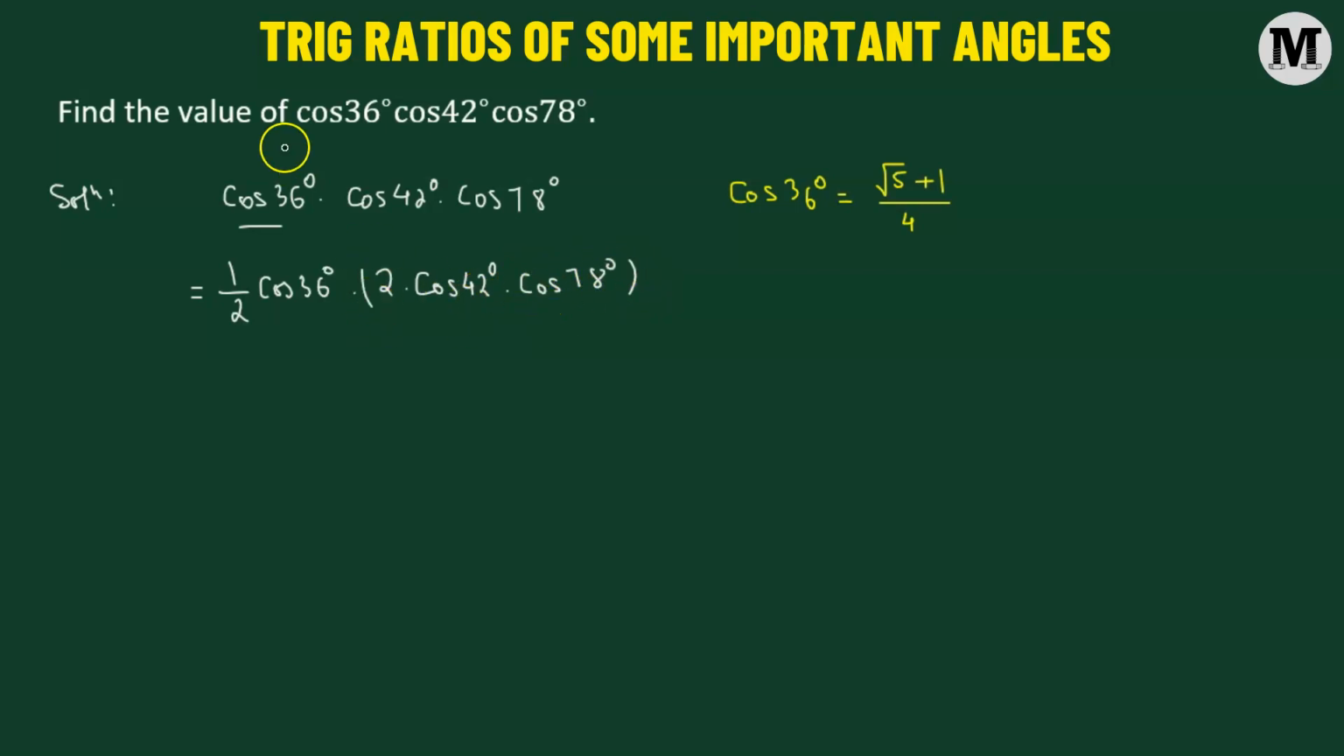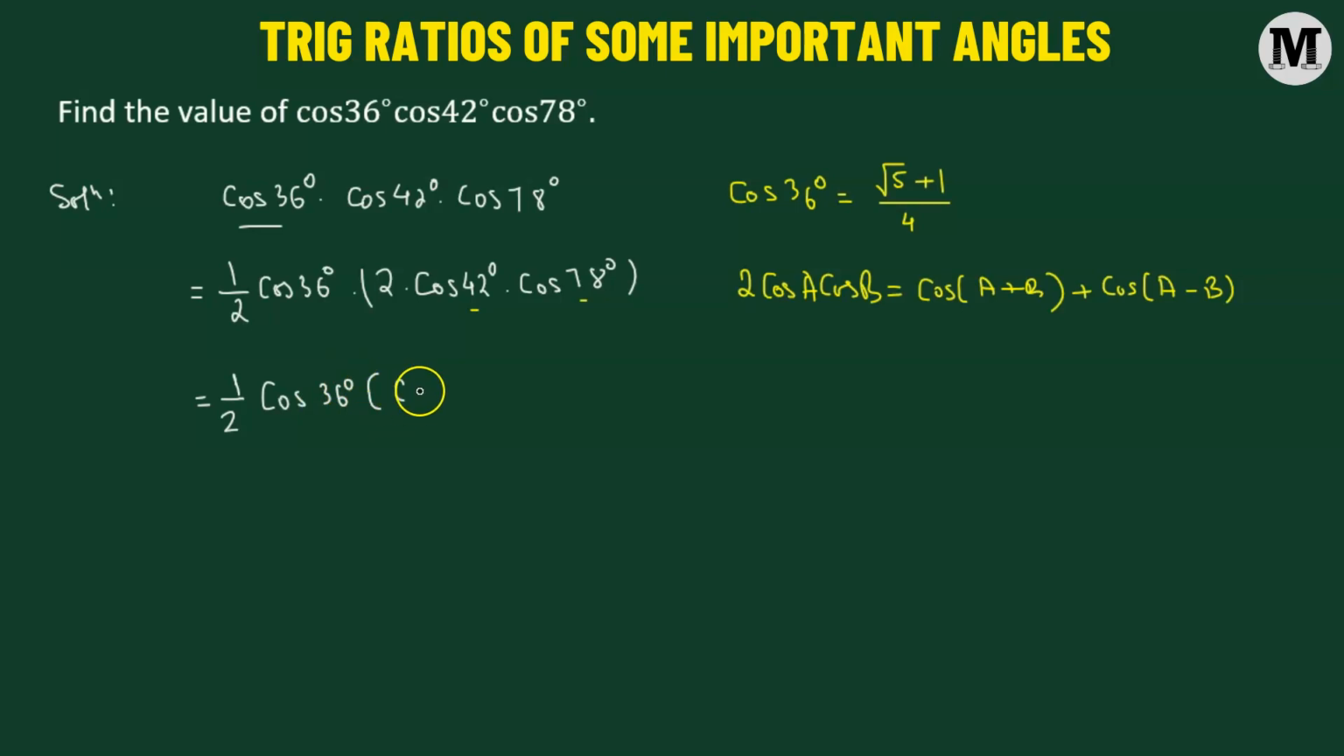Now immediately this gives us a formula. We know that whenever we have 2 times cosine of some angle A multiplied by cosine of some angle B, that's given by cosine of angle A plus B added to cosine of angle A minus B. Now here we will suppose that A corresponds to 78 degrees and B corresponds to 42 degrees. So when we apply this formula, we get half multiplied by cosine of 36 degrees multiplied by cosine of the angle. So what we'll do, we'll take the sum 78 degrees plus 42 degrees. This will be added to cosine of the difference of the two angles. So we have 78 degrees minus 42 degrees.